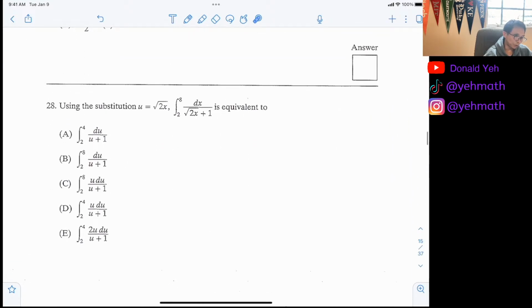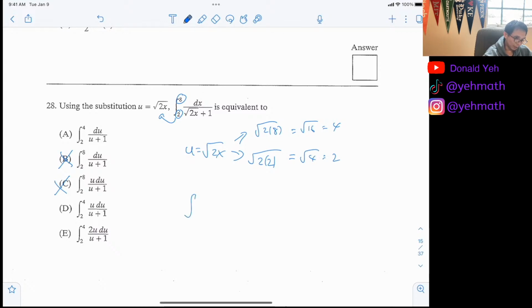One of the easiest tricks is to always eliminate a choice with the 8 and 2. This is the first thing you should do. Why? Because if you use substitution and convert everything to U, the boundaries have to switch as well. So I'm going to do the boundary. Square root of 2 times 8 is the square root of 16, which is 4, and square root of 2 times 2 is the square root of 4, which is 2. So 2 to 4 is correct. So it's the integration from 2 to 4.